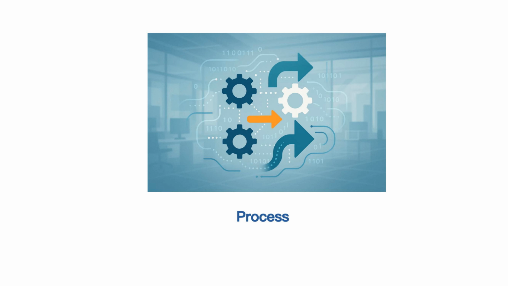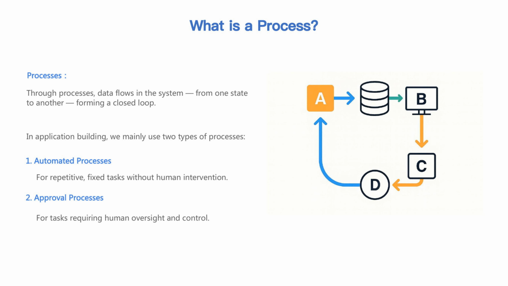Next, we move on to the third core issue: process. The essence of processes is to achieve orderly data flow within the application, thereby effectively handling business operations. In actual enterprise management, data is not static. It continuously transitions from one state to another, forming a complete closed-loop process. This flow process is typically implemented through workflows within the application.